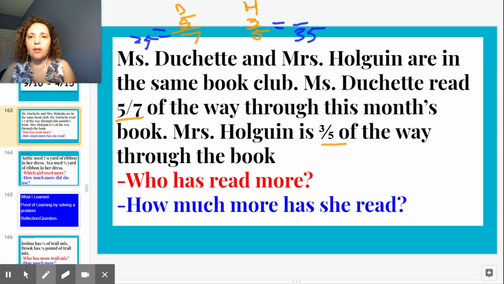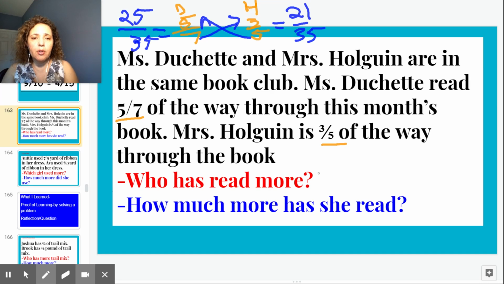It's just slow. Takes a while for my pen to catch up. Okay. So then I'm going to do 7 times 3 is 21. And then 5 times 5 is 25. So which one's bigger, 25 out of 35 or 21 out of 35? Right, 25 out of 35. And so who had that? 5/7 was Miss Duchette. So who's read more? Miss Duchette has read more.